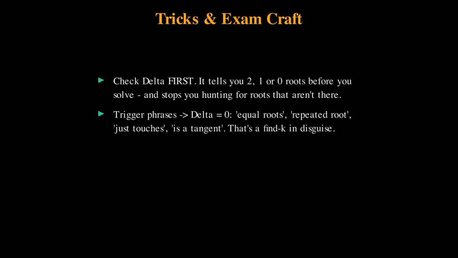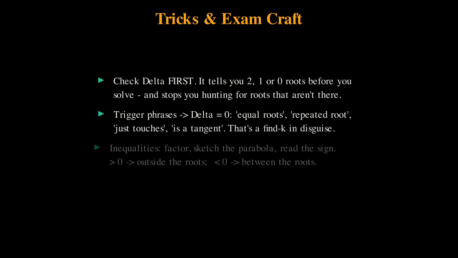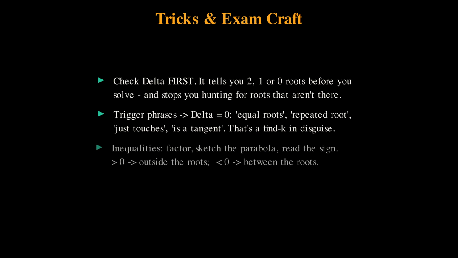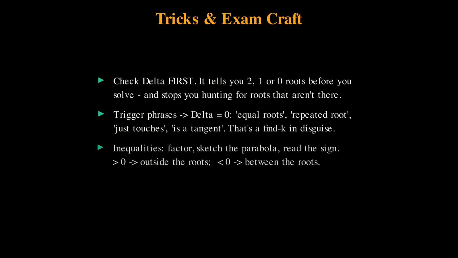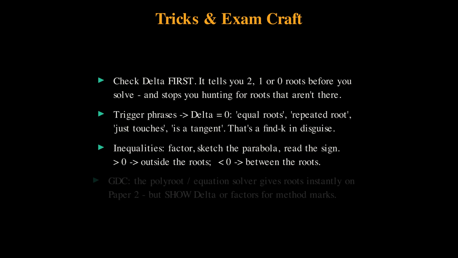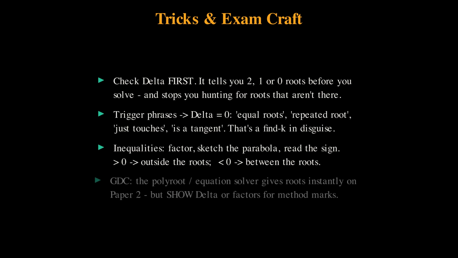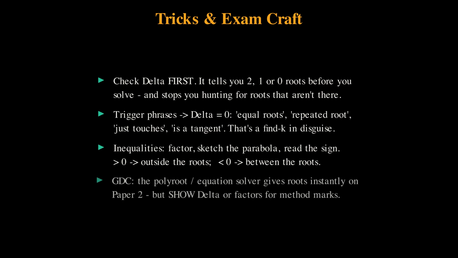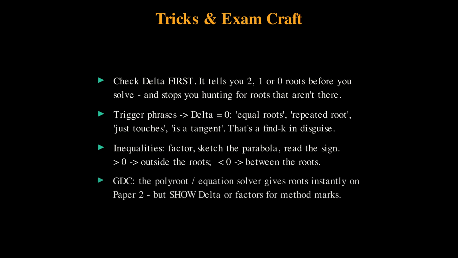3. For inequalities, never memorize sign tables. Factor, sketch the parabola, and read it. Greater than 0 is outside the roots. Less than 0 is between them. And 4. On Paper 2, your calculator's equation solver hands you the roots in one tap. But if the question says "find k" or "hence," you must still show the discriminant or the factors on paper, because those method marks are where the marks actually live.